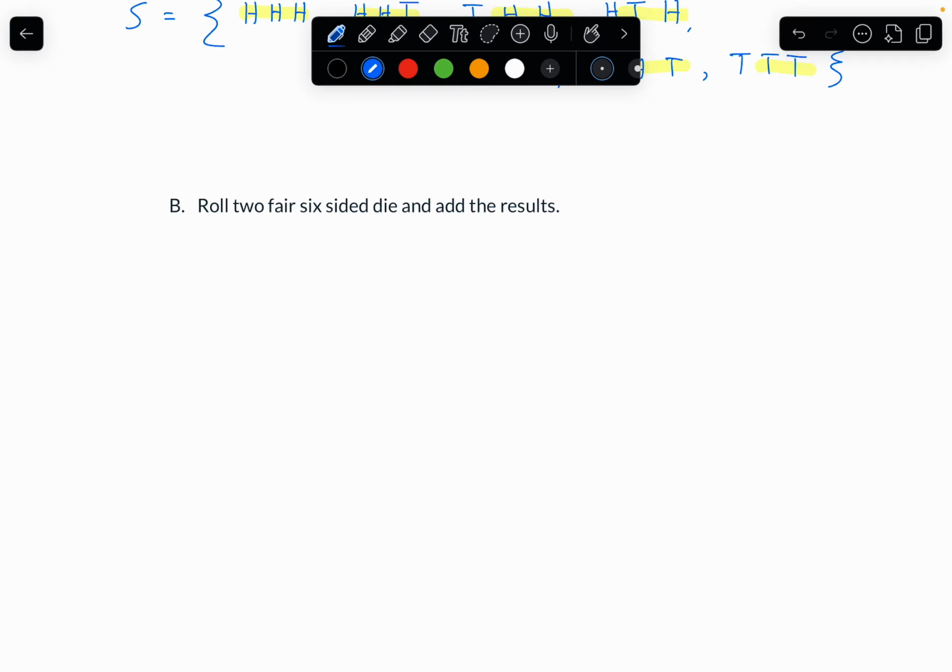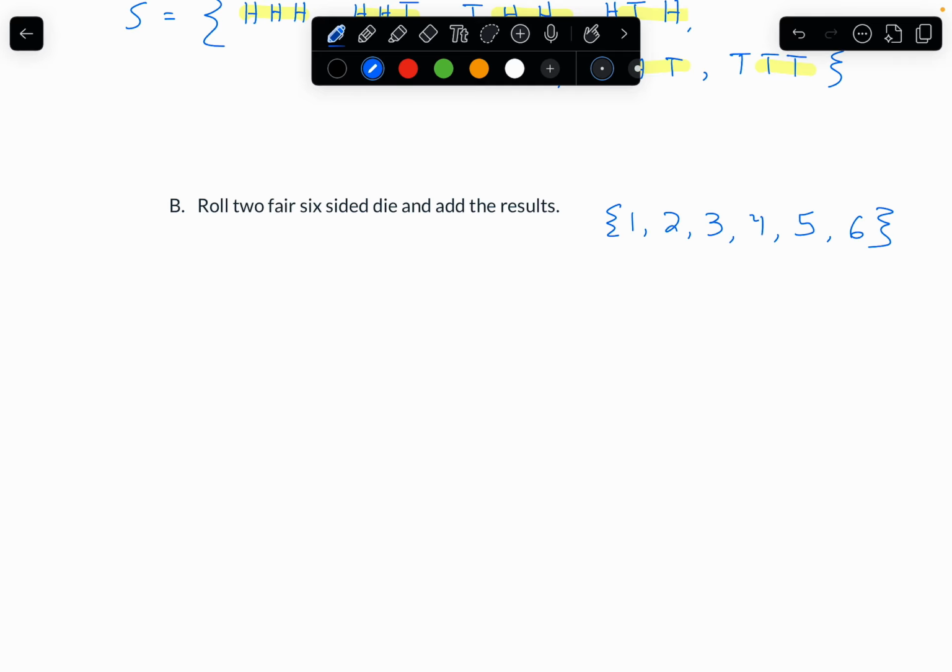I might have something like a sample space. If I wanted to think about the sample space for 1 single die roll, that would look like 1, 2, 3, 4, 5, or 6. And there's a lot of different ways that I could go about this. If I wanted to list the total sample space, or think about every single possible outcome for this experiment, because I have 2 different things I'm considering, right? I've got 2 fair 6-sided dice and then adding the results. I'm going to have to be a little bit creative about how I list the different outcomes.